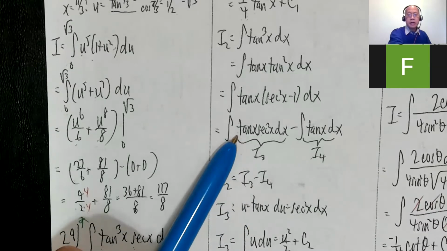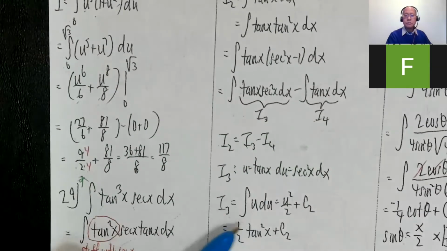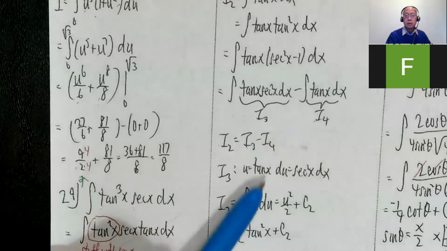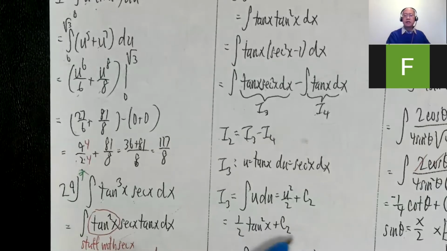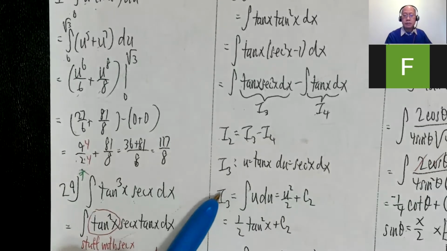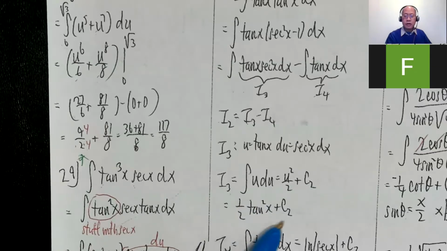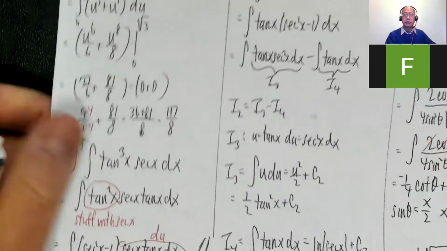So u equals tangent x, du is secant squared x dx. So I3 is the integral of u du, which is u squared over 2 plus C2. So 1/2 tangent squared x plus C2. That's my I3. And by the way, again, that's easy to double check. What's the derivative of this? We already know the derivative of any constant is 0. So 2 knocks out the half, you get tangent x. Then by the chain rule times the derivative of tangent x, which again is secant squared x. So that works.